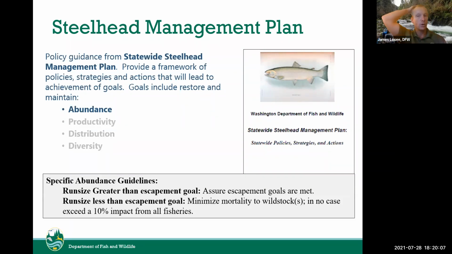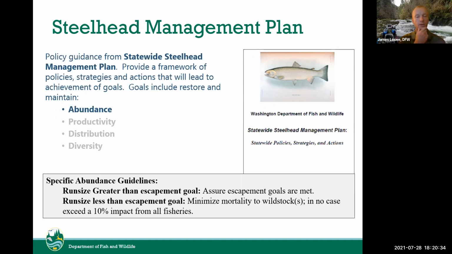So if we zero in on the abundance parameter here, the way we think about abundance and the guidance document describes it is that we have these two tiers or thresholds that we use depending on the status of the population preseason. Simply put, if a run size is expected to come in high or above the escapement goal, we manage fisheries or design fisheries to ensure that we meet that escapement goal.